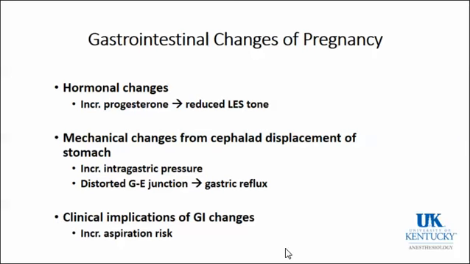Going on to gastrointestinal changes, there are hormonal changes that occur in pregnancy that affect the GI system. So you have an increase in progesterone during pregnancy that results in a reduced lower esophageal sphincter tone. You also have mechanical changes occurring in the GI system due to the cephalad displacement of the stomach. That leads to an increase in intragastric pressure, and it also distorts the GE junction, and that contributes to the gastric reflux that is common in pregnancy. So these clinical implications of these GI changes are that pregnant women are considered to be at an increased risk for aspiration.